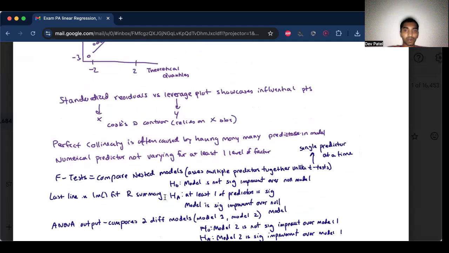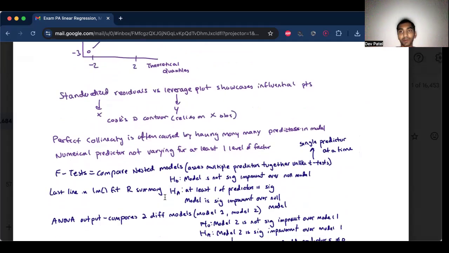Okay, so let's go into F tests. As we talked about T tests in the previous video about exam PA and ML, T tests only test the impact of a single predictor. So if we have one predictor and our T test p-value is less than 0.05, there's evidence to suggest that this single predictor is significant in predicting the outcome variable in our model. But this doesn't allow us to test multiple predictors at a time. It's possible that a single predictor isn't influential, doesn't have significant value in the model, but when it's put together with other predictors, it has significant influence in the model.